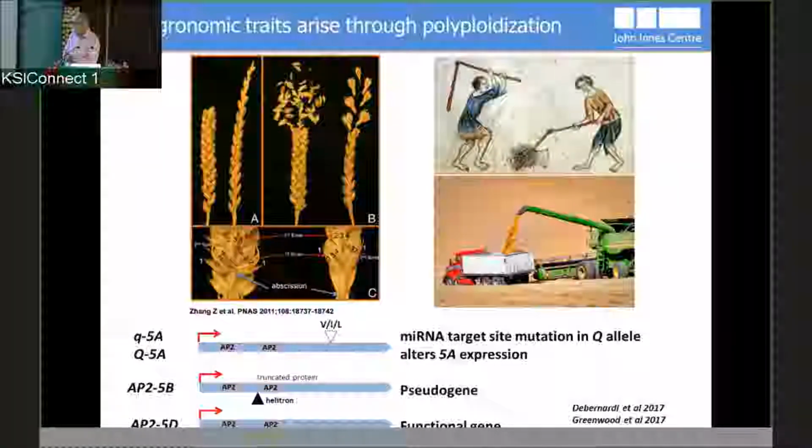Upon polyploidization at the Q locus, you got this free threshing phenotype in which the grains would stay on the central stalk, but the hulls around the grains were very light and fluffy, and they would blow off to form the chaff. Now, these are the three genes at the Q locus. These are AP2-like transcription factors. One of them is a pseudogene on the 5B chromosome. 5D looks like a reasonably functional gene. But the expression at the 5A locus was reduced by a microRNA that targets it for reduced expression. So somehow, there are subtle differences in the expression levels and location of expression of these genes that makes a free threshing grain. And here you can see the old way and the new way of threshing grains.